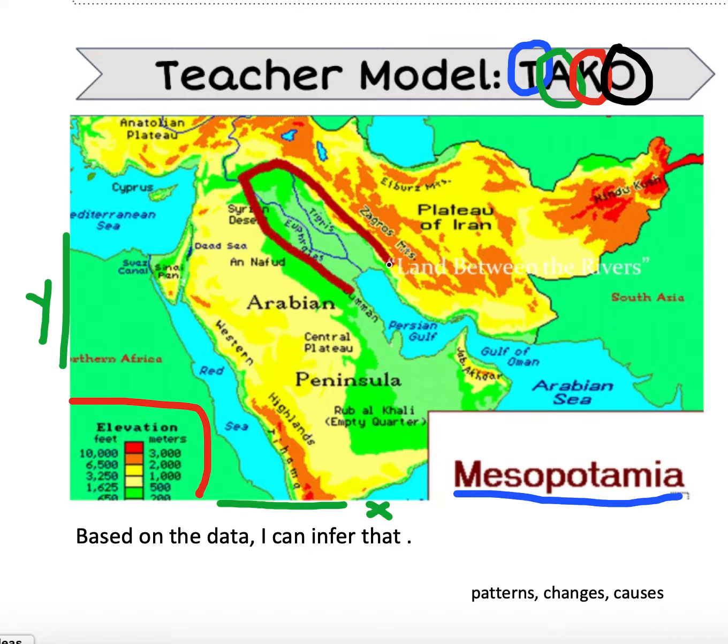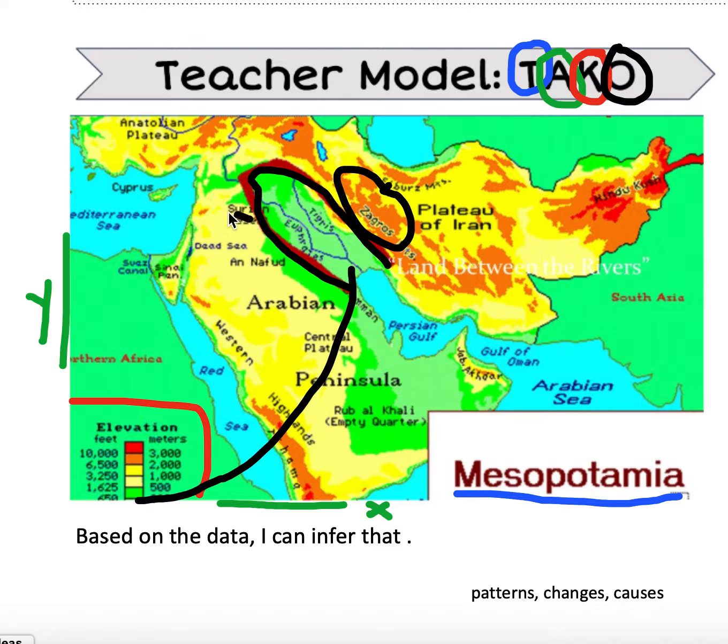The first thing I'm drawn to is the outlined red area. This is actually Mesopotamia. I see the Tigris and Euphrates River there. And what I am noticing in terms of elevation is that it is the lightest green color. So that's at the very bottom of the key. So it's about 650 feet above sea level. It's not very high.